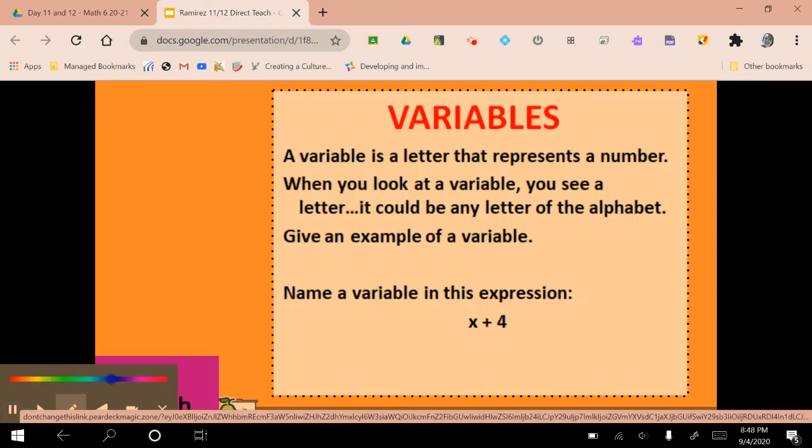Next, we're going to be talking about variables. A variable is a letter that represents a number. When you look at a variable, you see a letter. It could be any letter of the alphabet. So think about an example of a variable.